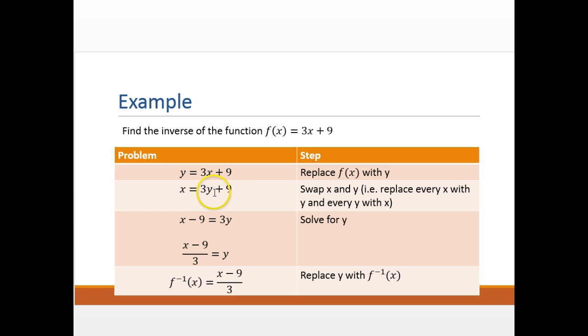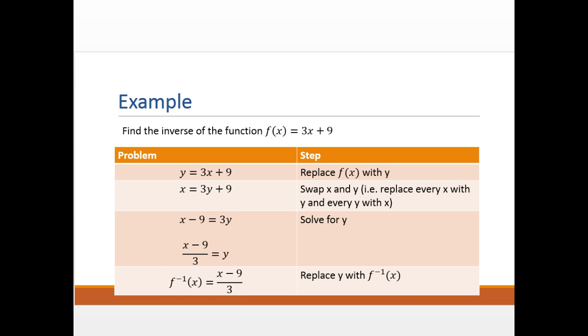Now I want to solve for y. I'm going to subtract 9 from both sides. We get x minus 9 is 3y. Then I'm going to divide everything by 3. X minus 9 divided by 3 is y. And so this now becomes my inverse function. F inverse of x equals x minus 9 over 3.